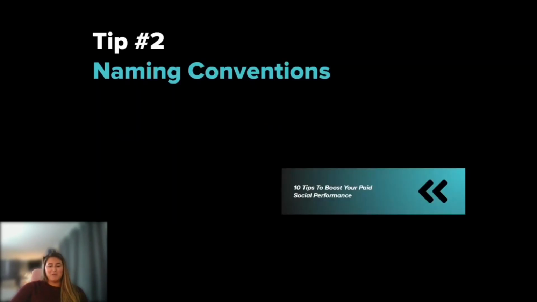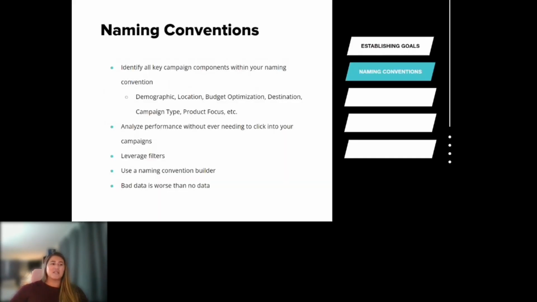Next tip here is naming conventions. This is something that we go through all the time in the audit process. Every time that we're going through the sales process with a brand, we go through and audit their ad accounts. And this is one thing that we call out almost every single time. Every single brand does naming conventions a little bit differently.